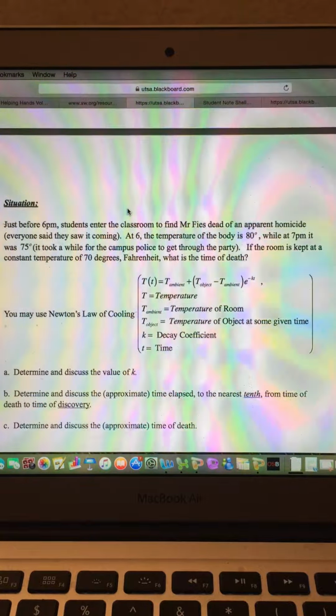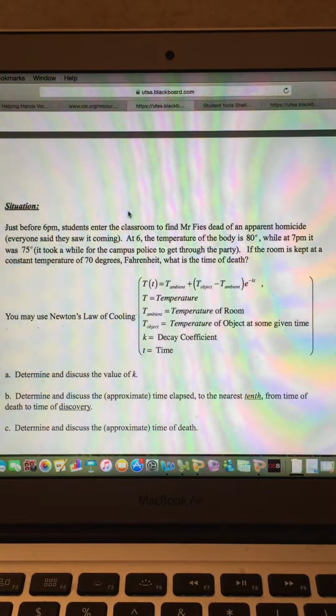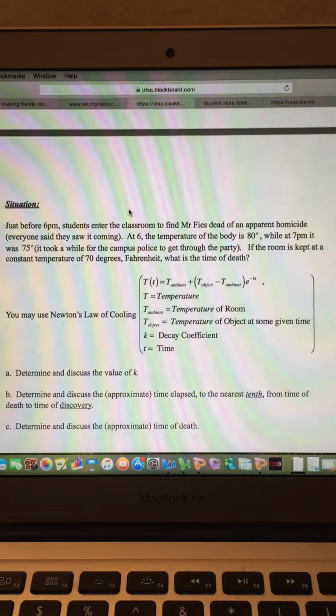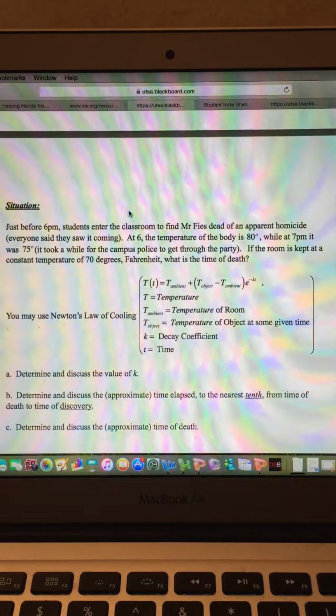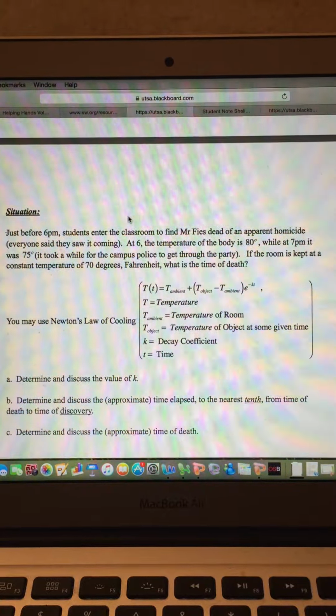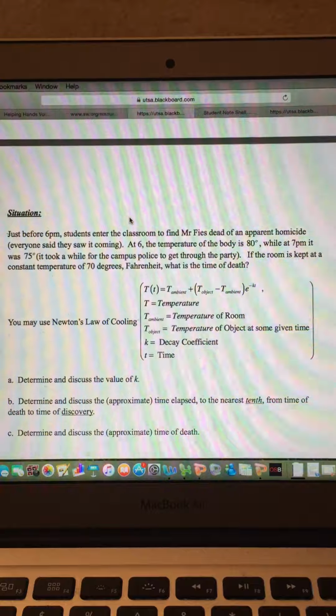At 6, the temperature of the body is 80 degrees, while at 7 p.m. it was 75 degrees. It took a while for the campus police to get through the party. If the room is kept at a constant temperature of 70 degrees Fahrenheit, what is the time of death?